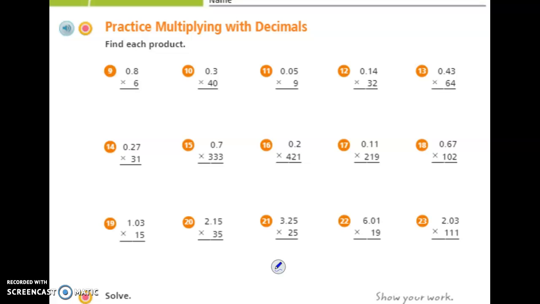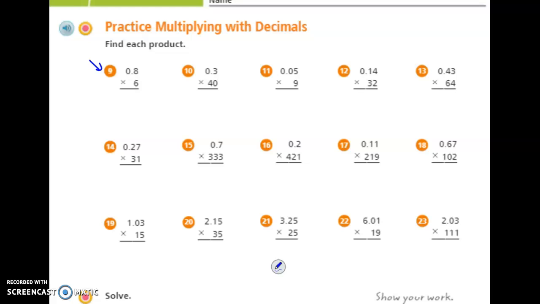So we're going to start with number 9 right here, and I want you to think back to what we ended up with in the last video. So we said that the number of decimal places in your factor is the same as the number of decimal places in your product or your answer. So we're going to use that logic to solve these problems.